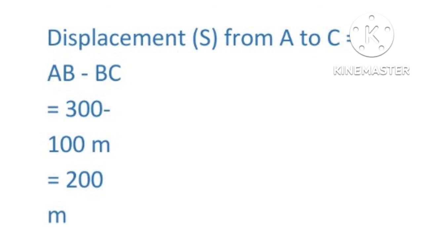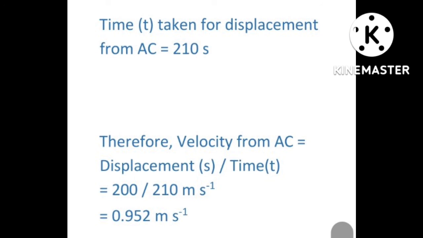So we will get that displacement in the case of A to C, that will be AB minus BC, that is the shortest distance between A and C, right? That will be 300 minus 100, that is equal to 200 meters. The time taken for displacement AC is equal to 210 seconds. Therefore, we can find the average velocity as displacement by time, that will be equal to 200 by 210 meter per second, that is 0.952 meter per second.